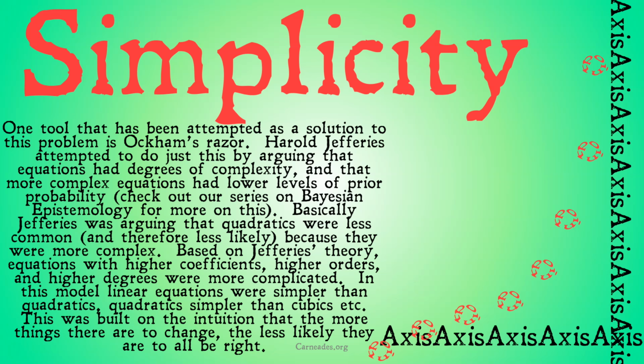Based on Jeffreys' theory, equations with higher coefficients, higher orders, and higher degrees were more complicated. In this model, linear equations were simpler than quadratics, quadratics were simpler than cubics, etc. This was built on the intuition that the more things there are to change, the less likely they are to all be right.